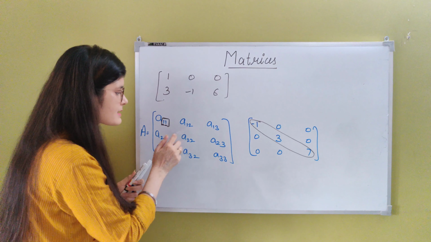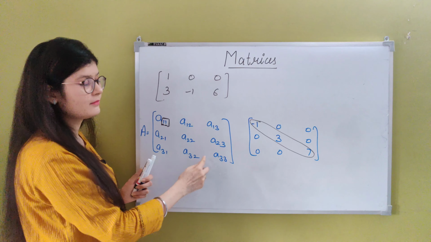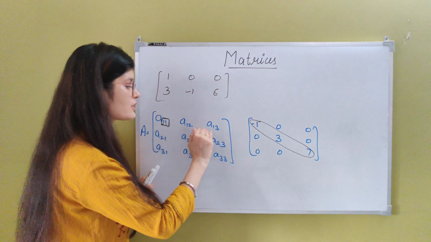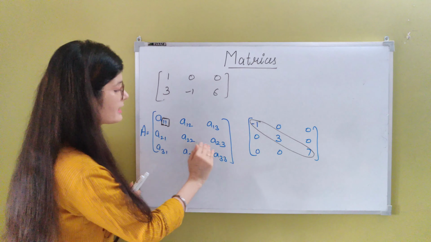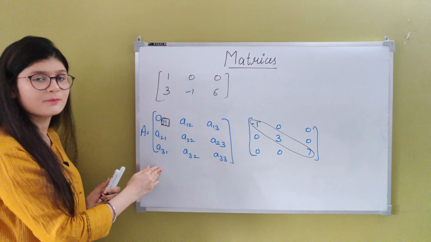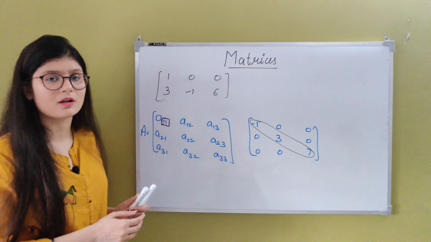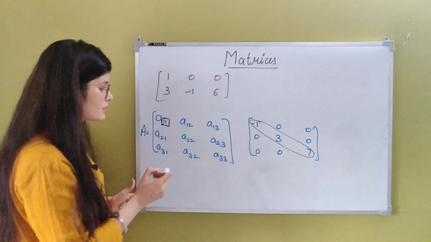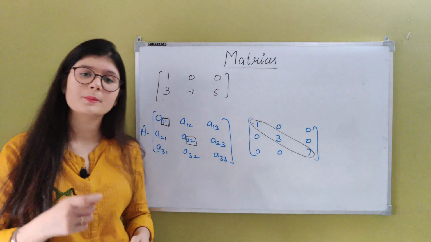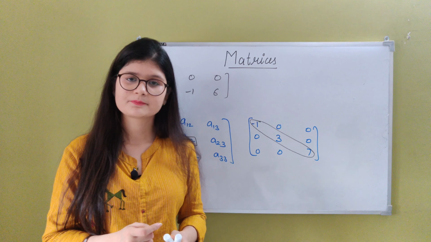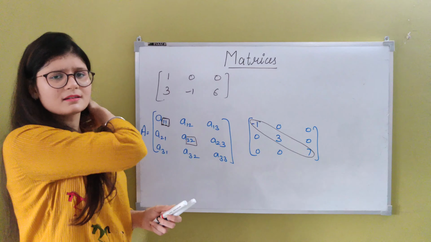And here you can say A12 is the element of first row and second column. And A13 means first row and third column. A21 is second row and first column. A22 means second row and second column. So this number gives you the position of the member in the matrix. Okay, I hope that's easy.